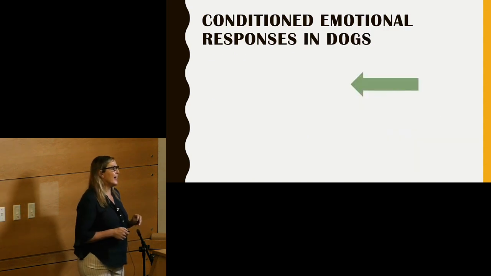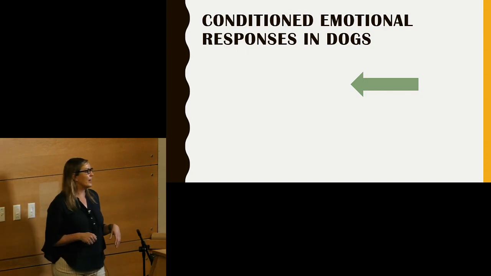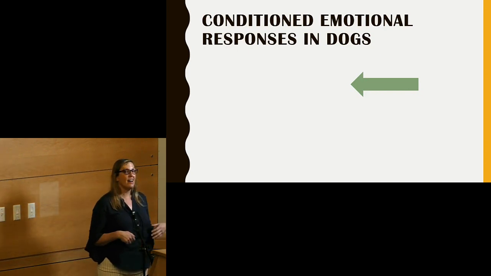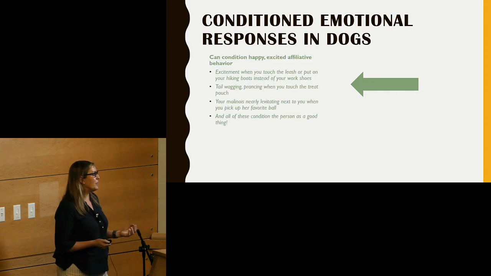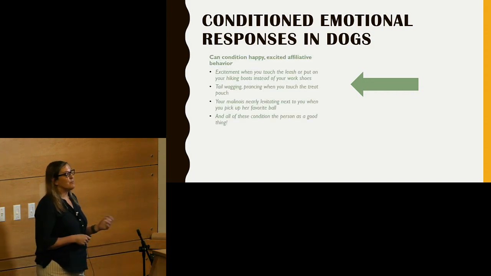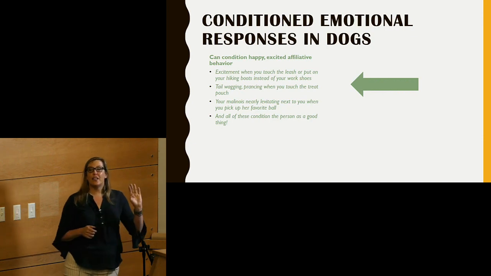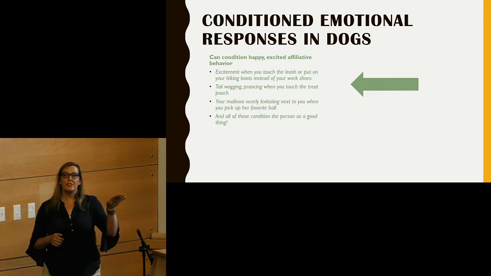So of course, our animals can have these conditioned emotional responses as well. This is where going back and thinking about, well, what kind of responses do we want our animals to have? I want my dogs to love seeing me and be excited to see me. And of course, like I said, this Pavlovian conditioning occurs naturally, but we can also try and program it specifically. So if you touch your dog's leash, what does your dog do?